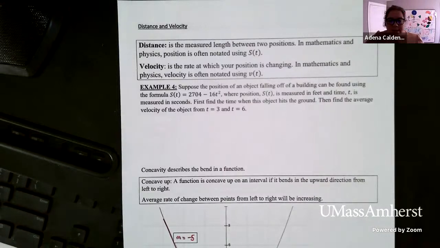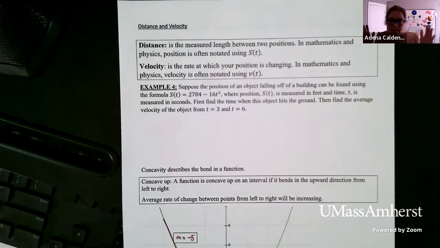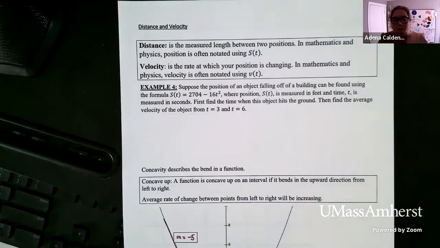So when you hear the word distance, we are talking about the measured length between two positions. So your distance from your seat to the screen might be 20 feet, right? So your position, the screen's position, the difference between the two, that is what we're talking about when we talk about distance. We're talking about position and the distance between two positions. We commonly use S of t when we're talking about position or distance, okay?